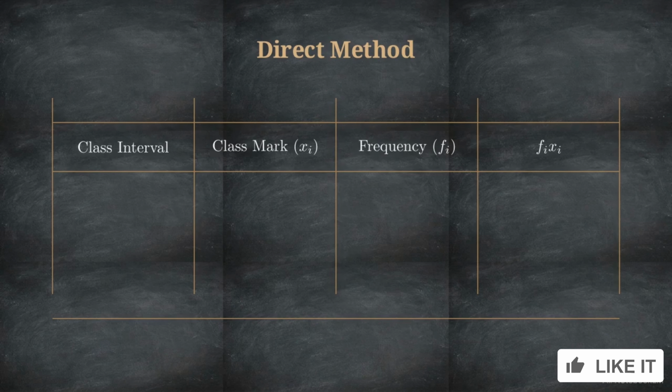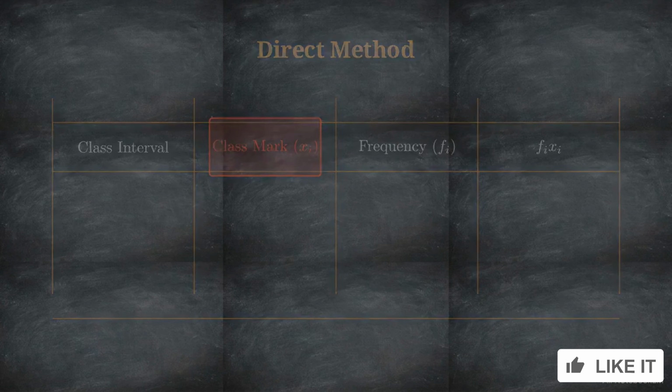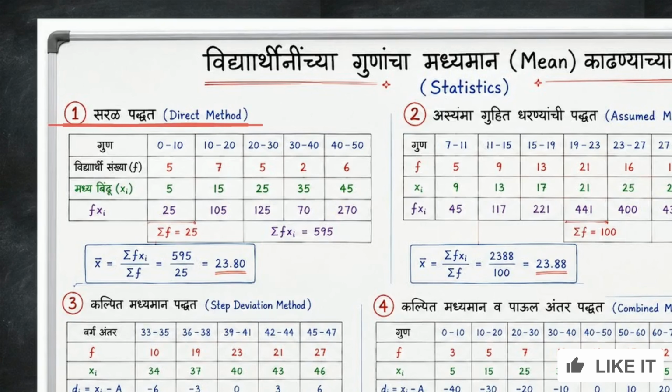Conceptually, it's very simple, but it introduces the first-place student stumble, calculating the class mark, which we represent as xi. Let's look at this table for the direct method. To find the class mark, we just look at our class interval. Take the first row, from 0 to 10. By adding the upper and lower limits together and dividing by 2, we get our first class mark, 5.